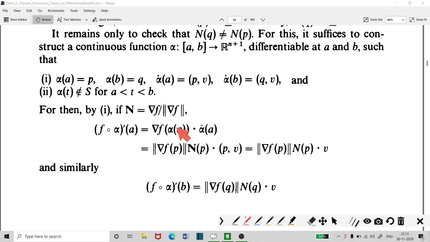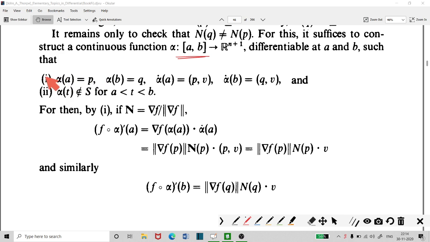We prove this by constructing this alpha. We will construct this alpha later. Once you construct this alpha, what are the consequences of this function? We construct alpha from [a, b] to R^(n+1), which is differentiable at a and b and continuous on every point of this interval. Differentiable at a means differentiable from the right-hand side. Differentiable at b means differentiable from the left-hand side. The left limit and the function value coincide, and the left derivative will coincide with that.